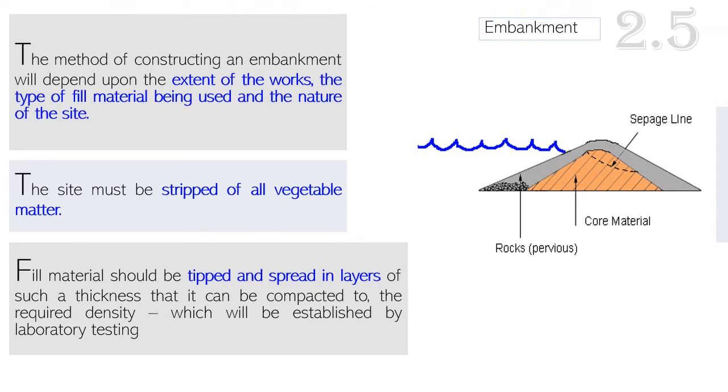The construction of the embankment will depend on the extent of the work, the type of fill material being used, and the nature of the site. The site must be stripped of all vegetable matter and foreign objects. Fill material should be tipped and spread in layers of such a thickness that can be compacted to the required density, which will be established by laboratory testing.